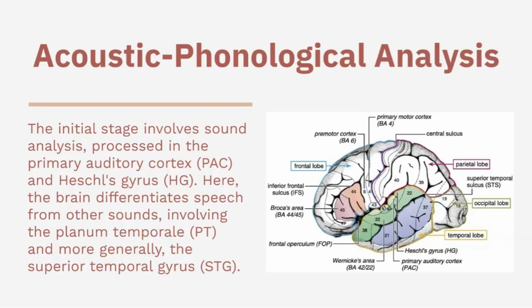So, your brain is like a high-tech language processing center with different areas doing different jobs. First of all, we have the sound check. Sound goes through your ears to a part of the brain called the primary auditory cortex. Once the sound reaches this area, our brain has to figure out: is this speech or just background noise? This happens in areas like the planum temporale and generally in the superior temporal gyrus, this green area here.